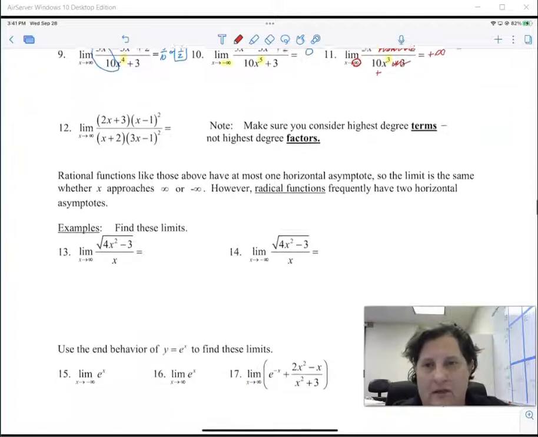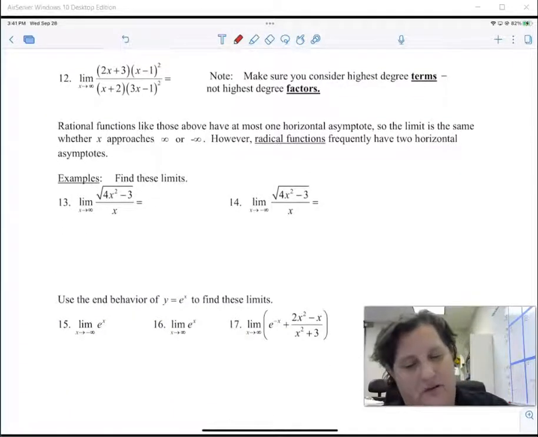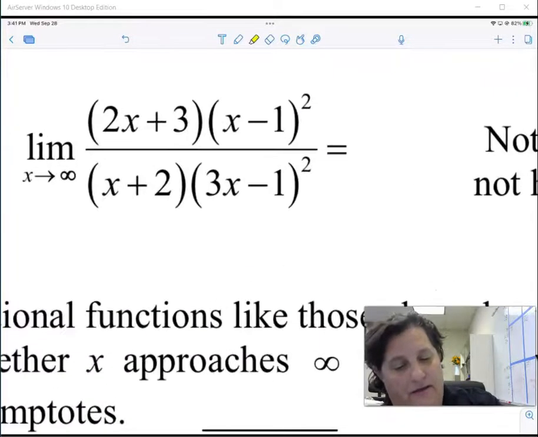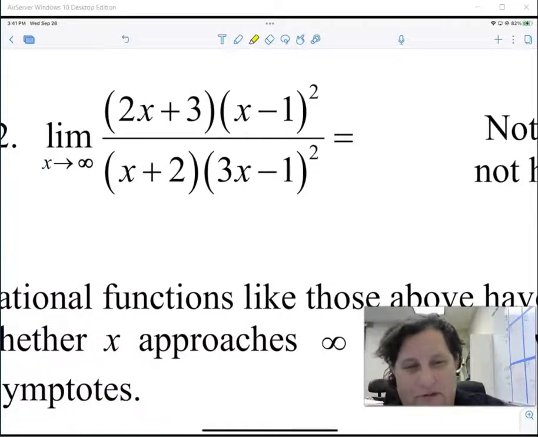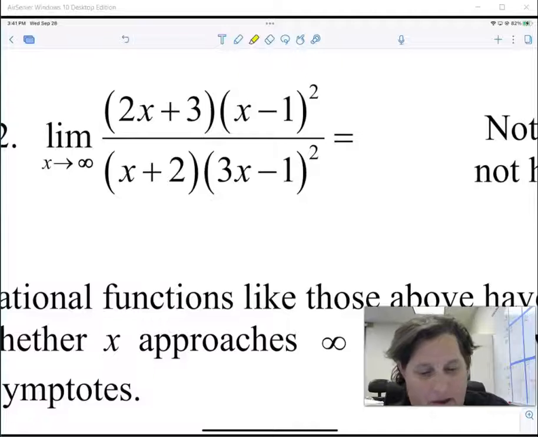Now, look at the example of number 12, and it has a note here. Make sure you consider the highest degree of the terms, not the highest degree of the factors. You guys, in order to do this problem, I'd have to multiply this all out. Okay? Now, do you want to multiply that all out? That looks crappy, right?